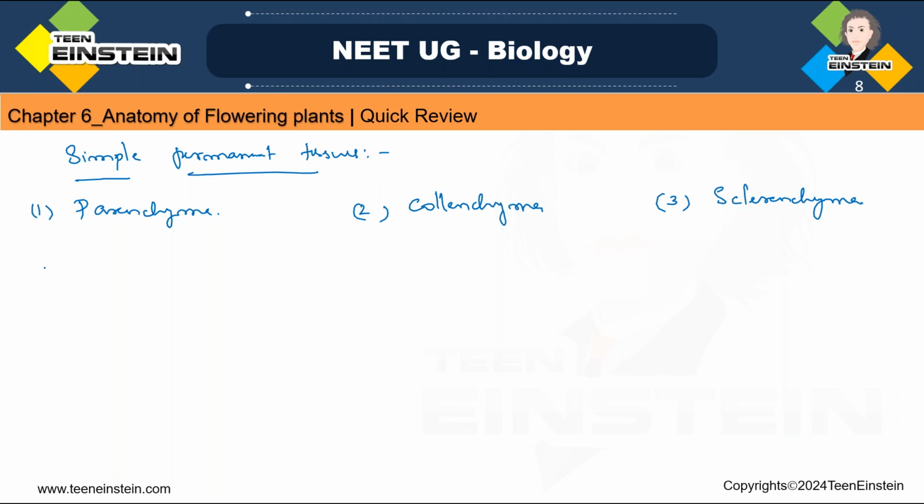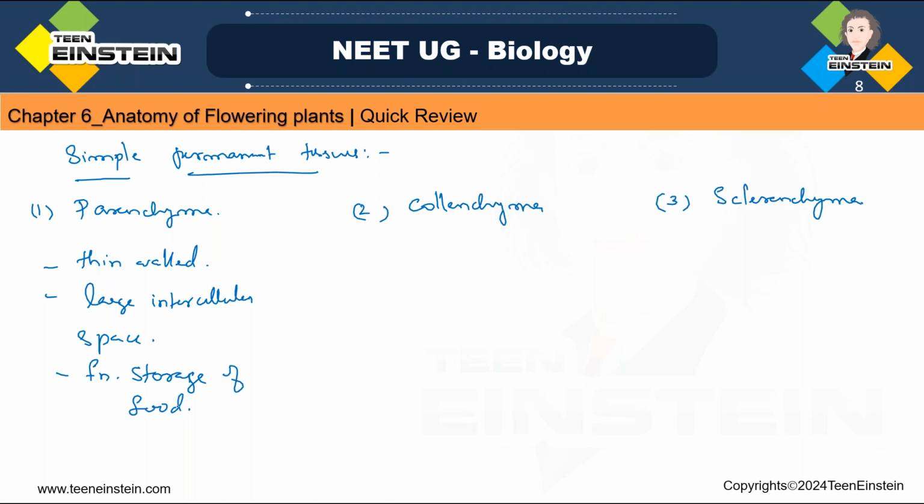Okay, so here parenchyma tissues are thin walled and they have large intercellular space. Intercellular space means space in between the cells. So they have large intercellular space, and the major function of them is the storage of food. Which one? Parenchyma cells. They are thin walled, they have large intercellular space, and their main function is storage of food.